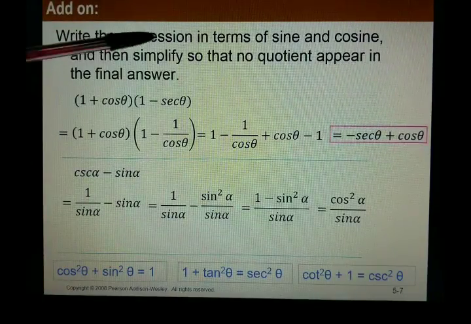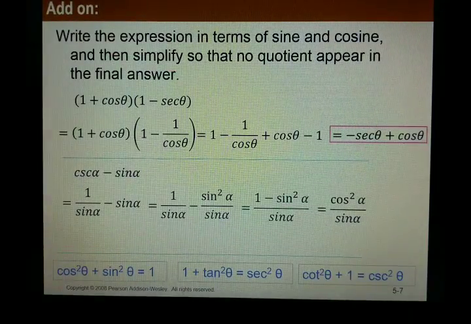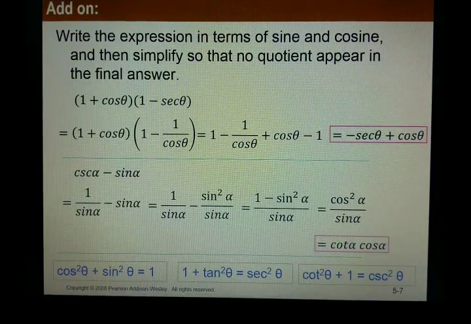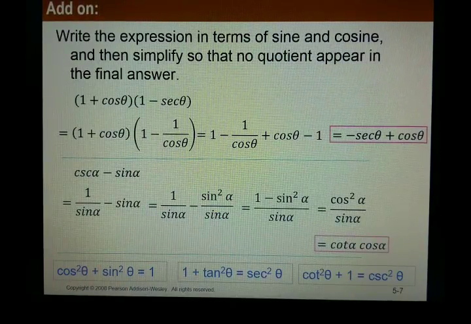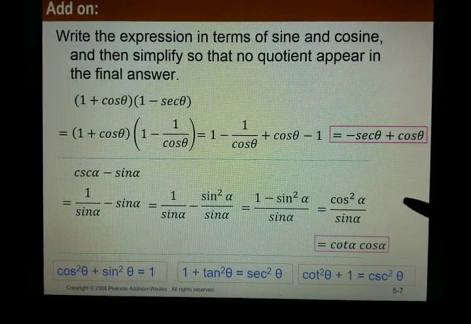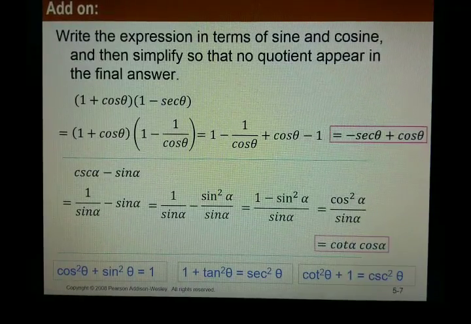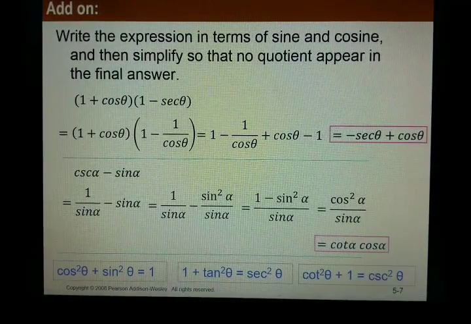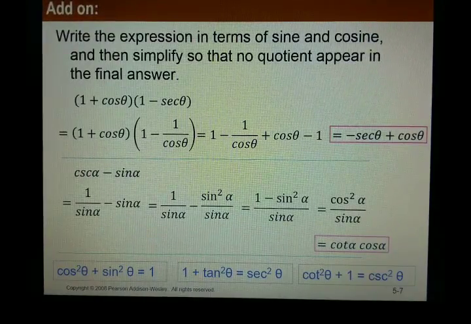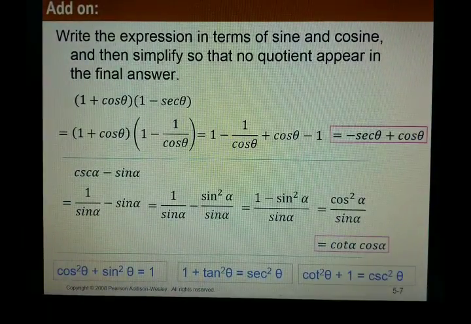Now remember, we're supposed to rewrite this with no quotients. So if I bring the word sine up, the reciprocal identity, the reciprocal of sine is the cosecant. So I could rewrite this problem as, well, there's another option. So I could have also typed in the answer. Let me write that for you and it should display for you. I could have rewritten the answer as cosine squared alpha times the cosecant of alpha.